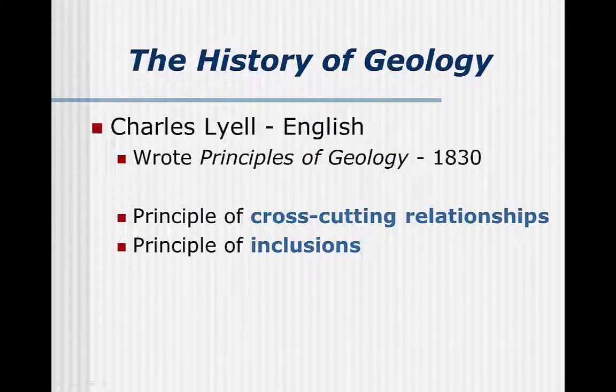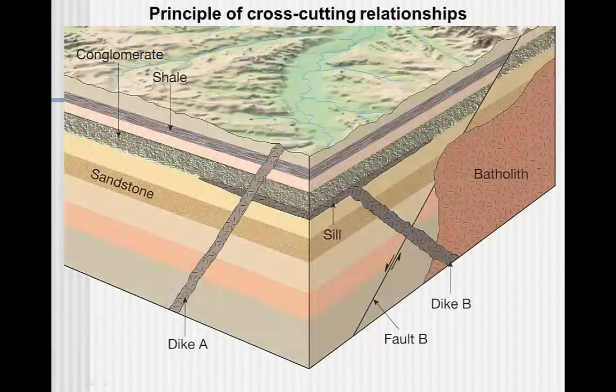Charles Lyell wrote what is essentially the first textbook of geology, and in it he proposed two additional geologic ideas: the principle of cross-cutting relationships and the principle of inclusions. The principle of cross-cutting relationships says that a rock or feature must be older than the event that broke it. That event can be a fault, the intrusion of magma, or erosion.